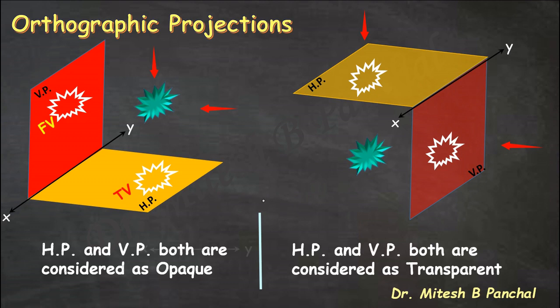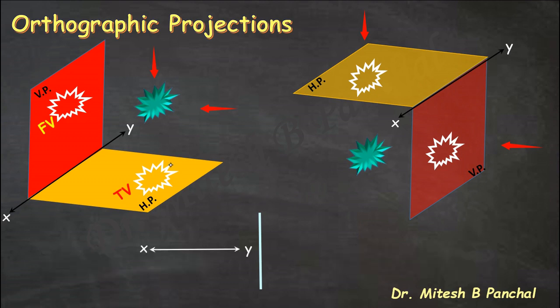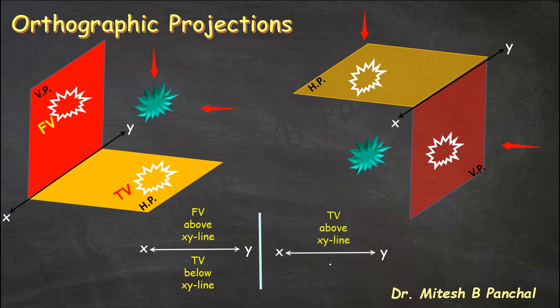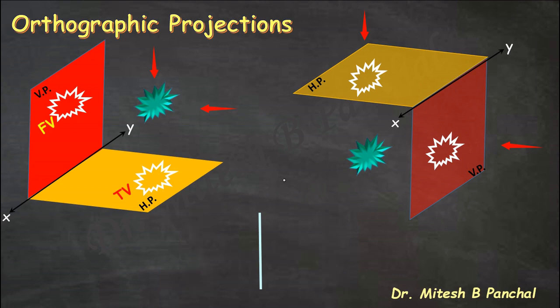As far as projection is concerned, in case of first angle projection system, means object is in first quadrant, we know that front view is above XY line and top view is below XY line. While for the third angle projection system, top view is above XY line and front view is below XY line. Okay, so these are the main differences of the first angle projection system and third angle projection system.